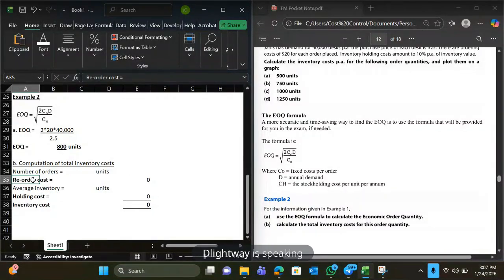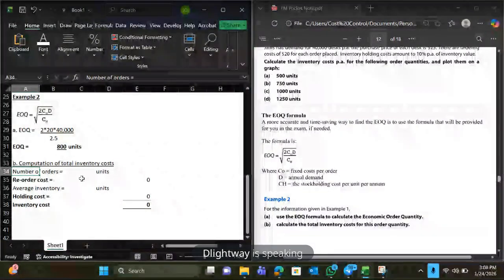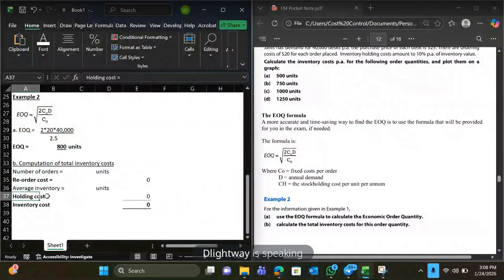In order to compute your reorder cost, you need to know how to compute your number of orders. That's the first thing. Whatever you get from your number of orders will lead you to your reorder cost. To compute your holding cost, you need to compute your average inventory, because your average inventory will assist you in arriving at your holding cost. Once you've gotten your holding cost and your reorder cost, the addition of both will give you your total inventory cost. Basically, that's what we've touched so far.